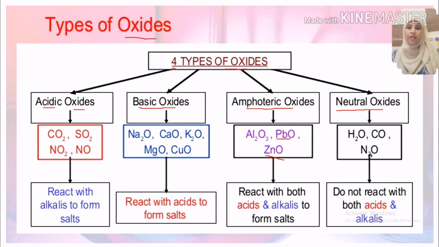Now we will start with acidic oxides. Acidic oxides like carbon dioxide, sulfur dioxide, nitrogen dioxide, and nitrogen monoxide.